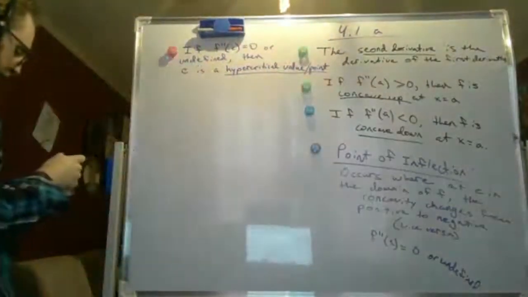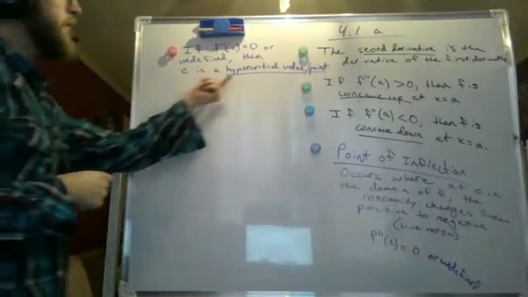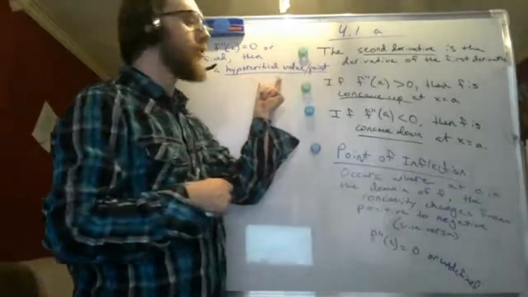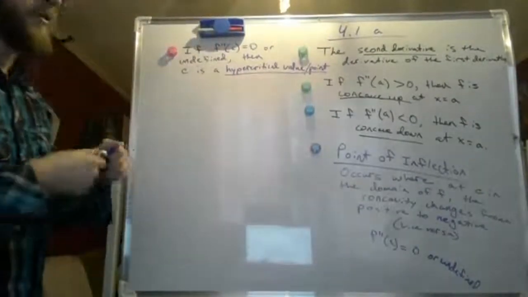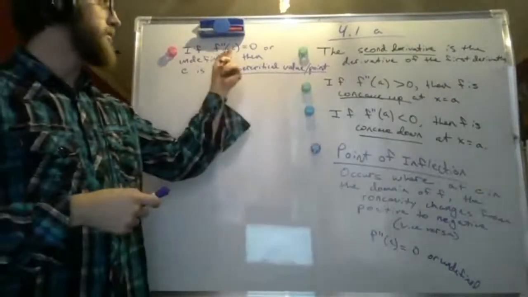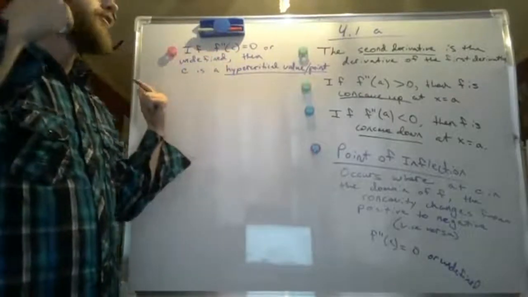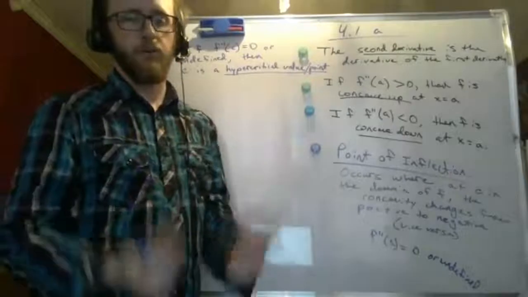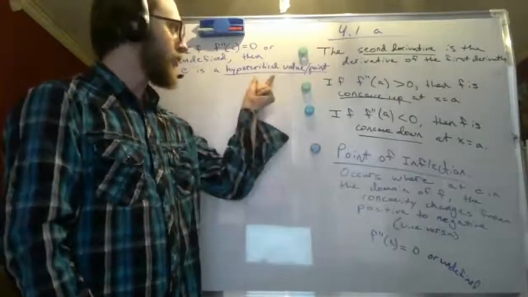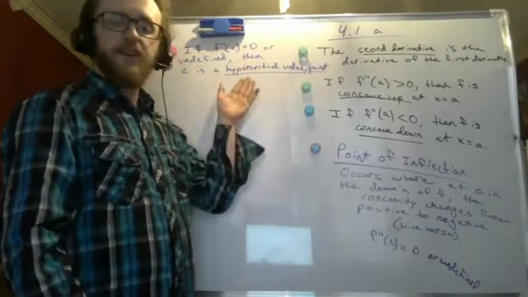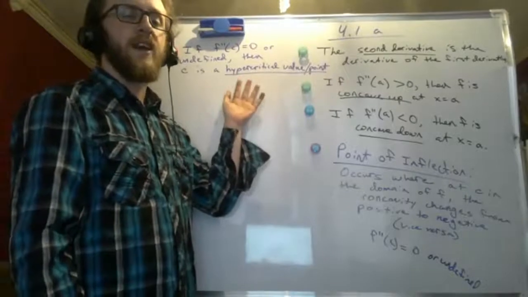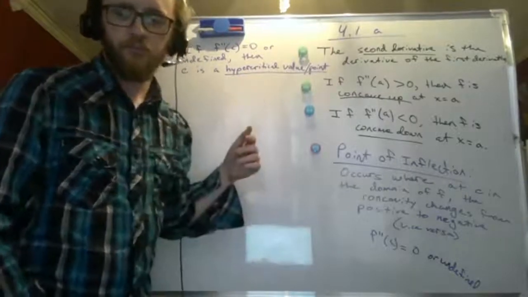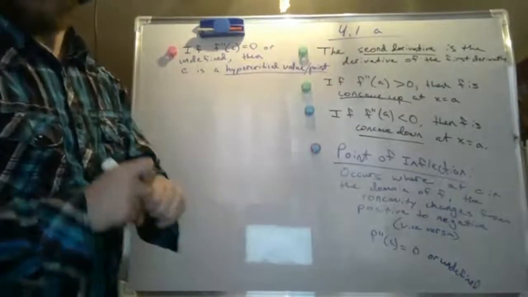Point being here, this is very much like our definition for a critical point, where for a critical point we were talking about where the first derivative is 0 or undefined. A hypercritical point is the same kind of idea, except for the second derivative. So what else do we have here?